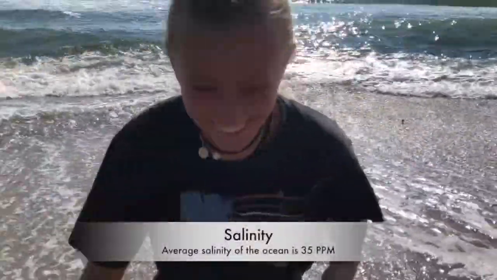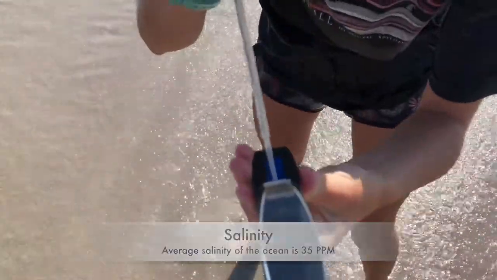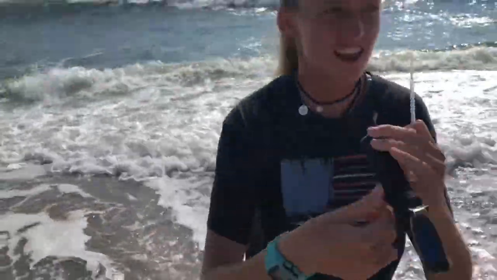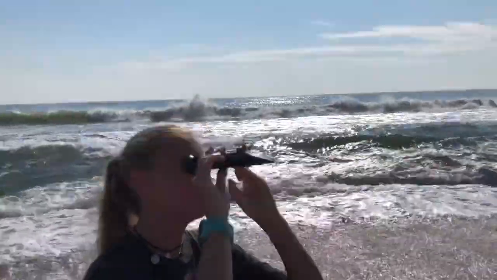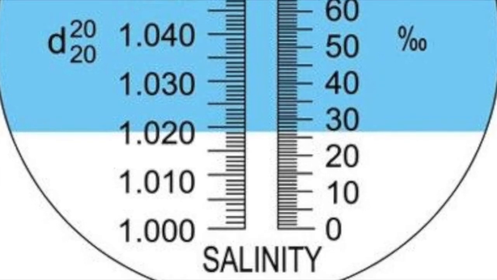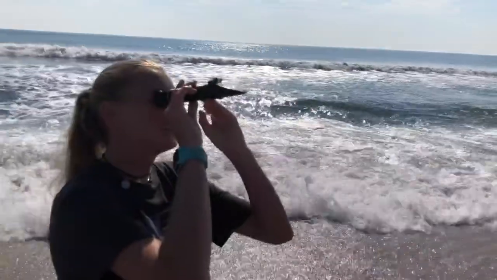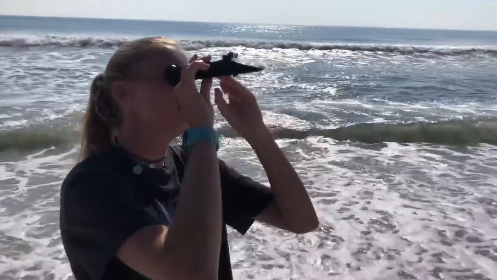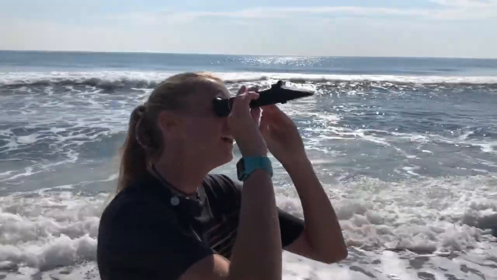Got the water. Good job. Now we fill the prism with the water, put this ledge down, take this, point it towards light, and you can see that the salinity is approximately 32 parts per thousand.